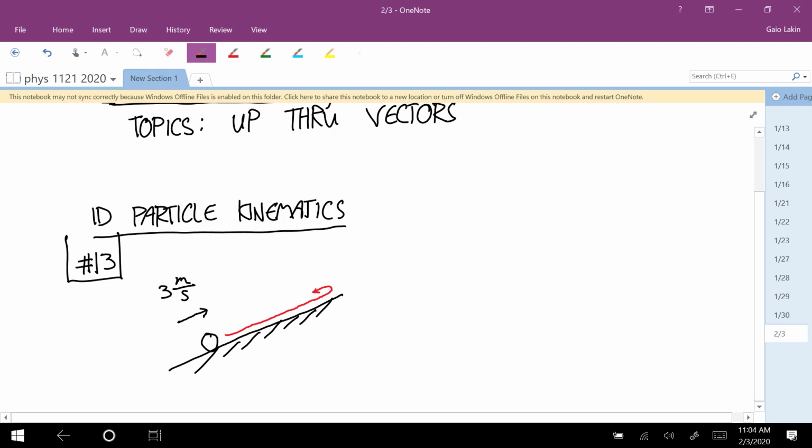And we're told that it takes 2.5 seconds to get from this point where it's going 3 meters per second to its highest point. It doesn't say here what it asks for, but let's say, what's the distance traveled in that time?